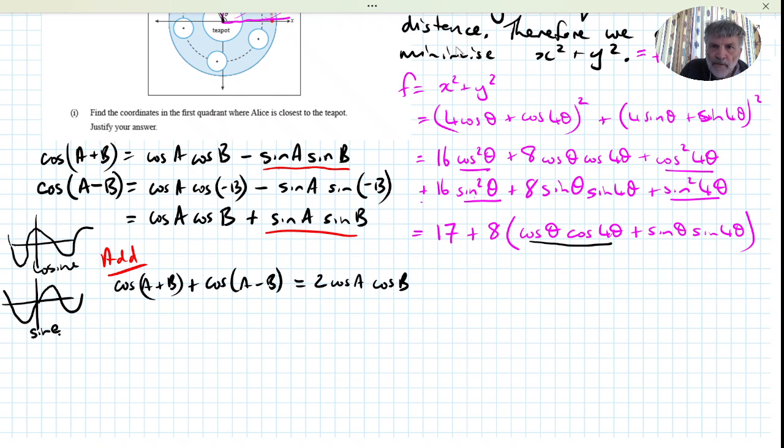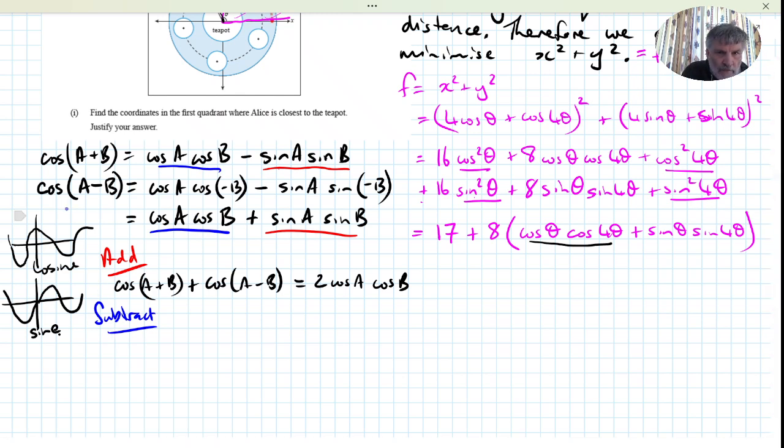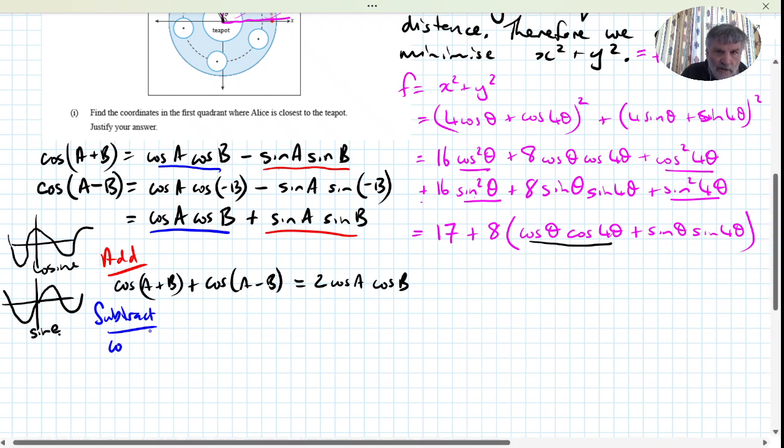And if we subtract, then it's these ones that we'll lose because they're the same. So we subtract, it's perhaps easier to take this one and subtract the top one. So let's write them in the opposite order.